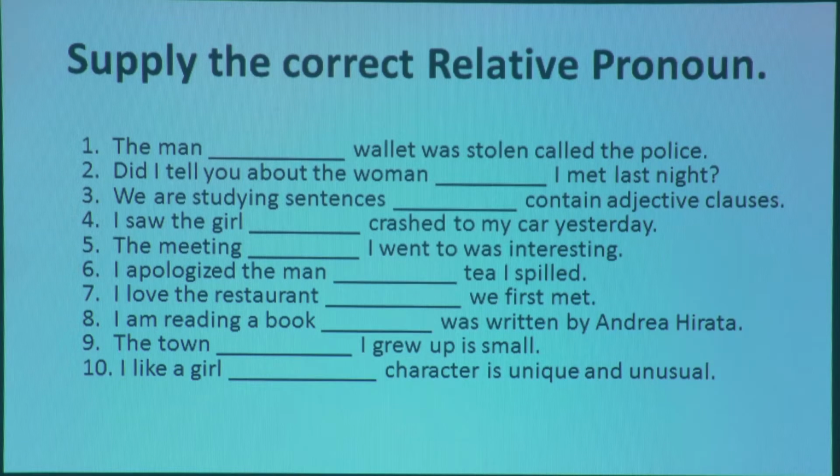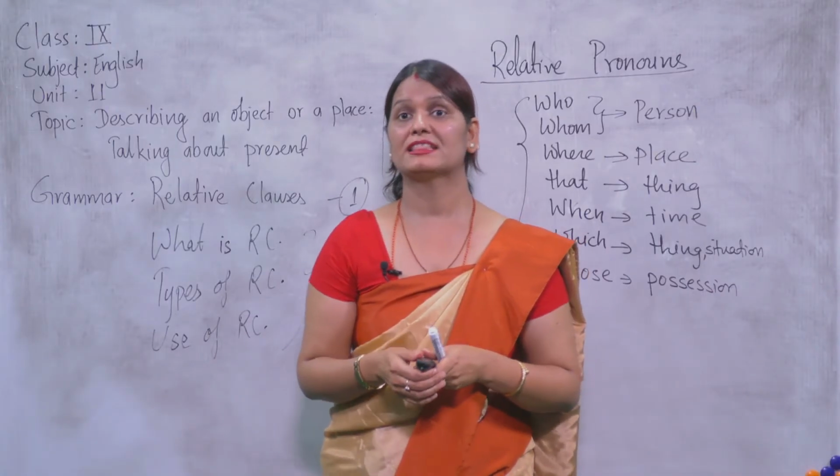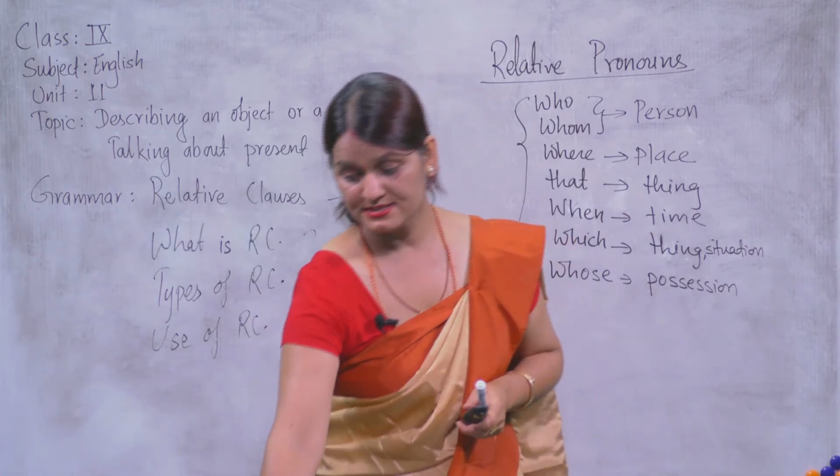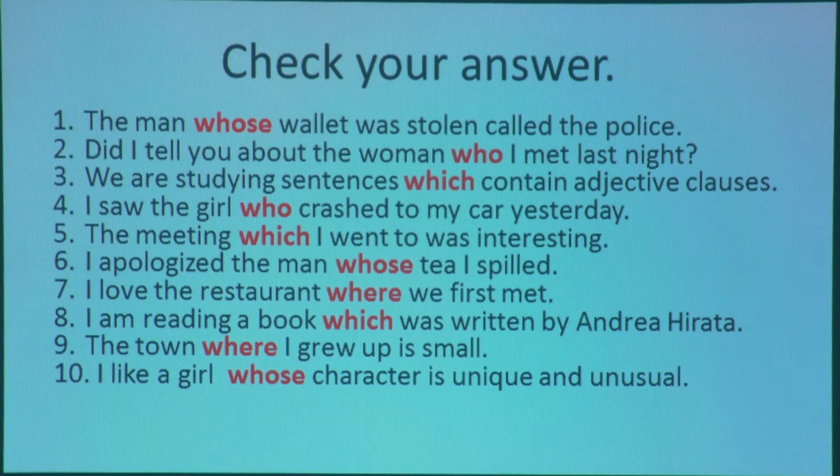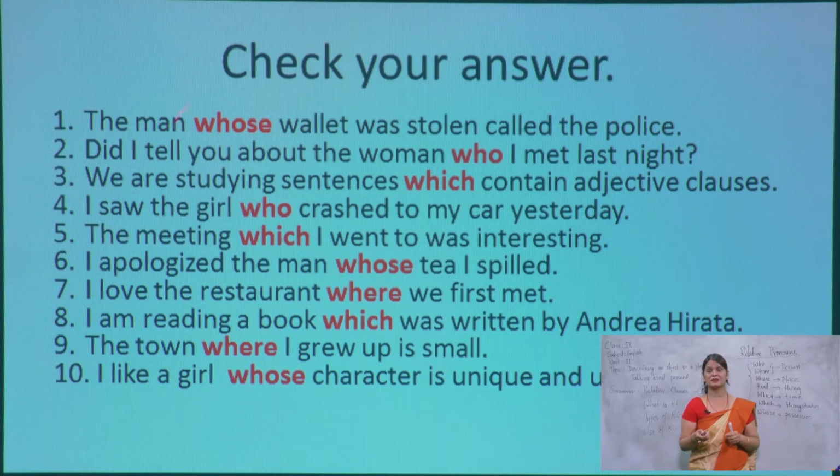Go through it, take 2 minutes to see it, copy it in your exercise book, and then try to do it. Okay, the answers are here. The man whose wallet was stolen, call the police. Whose wallet. This relative pronoun is followed by the wallet. Did I tell you about the woman who I met last night? Here also the woman is described by who. In this way you can check your answer.